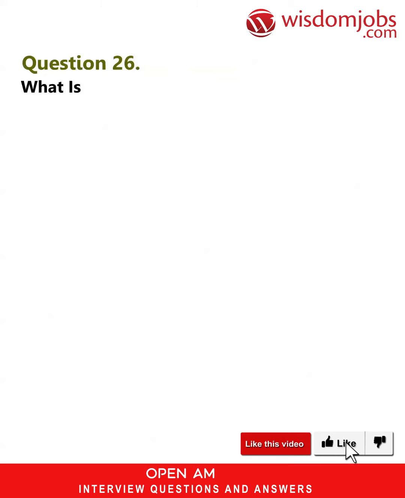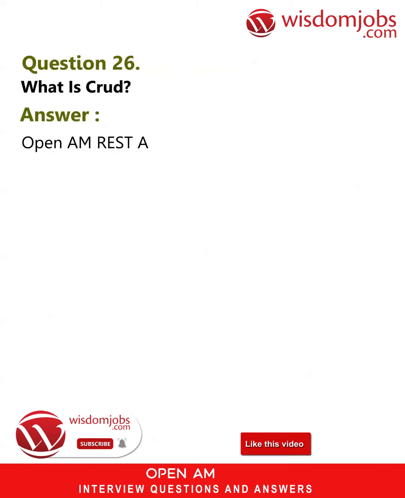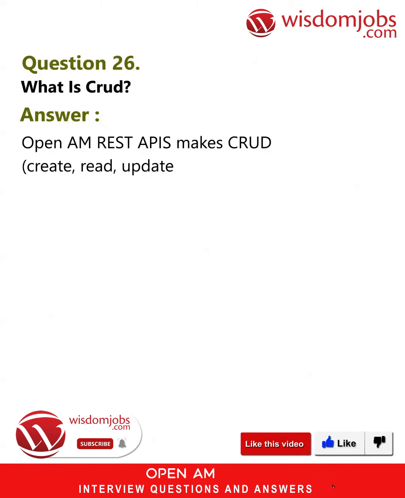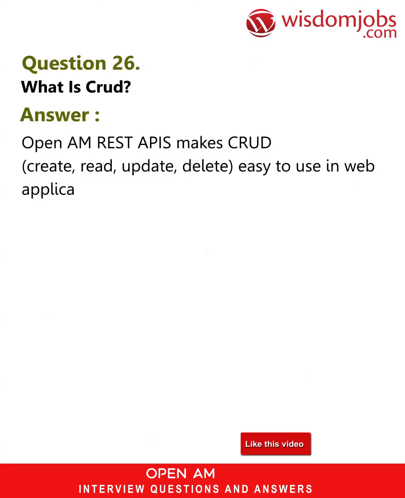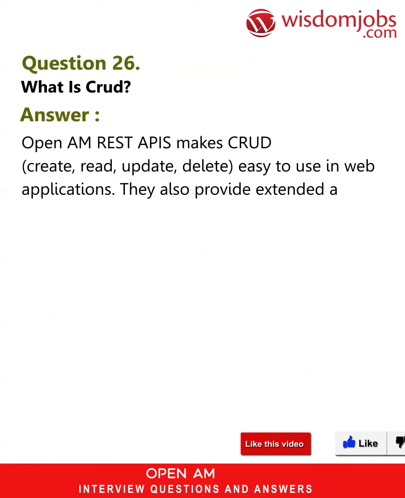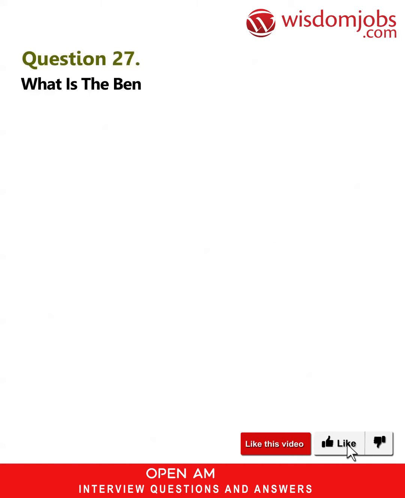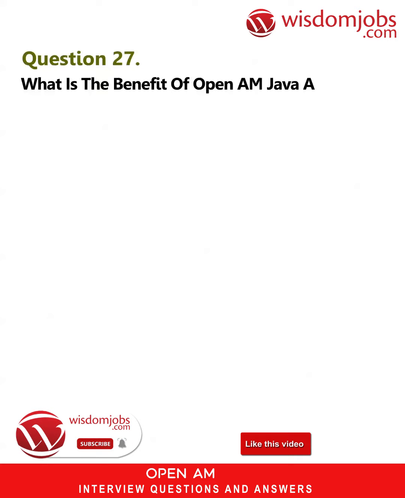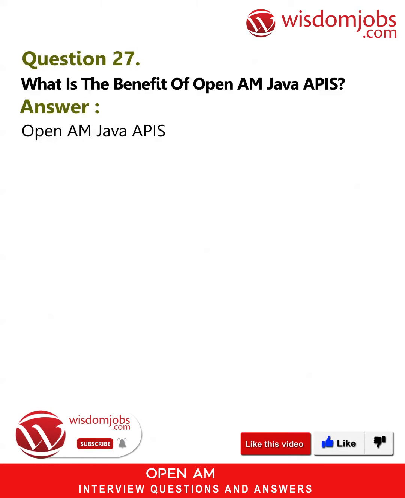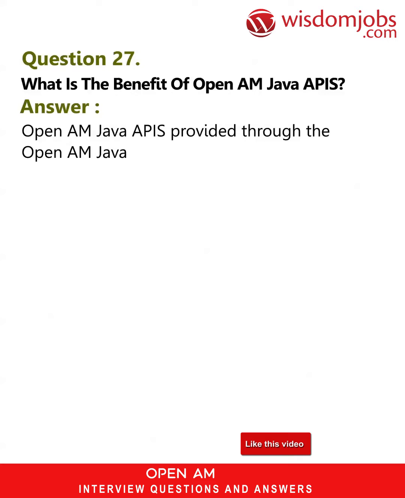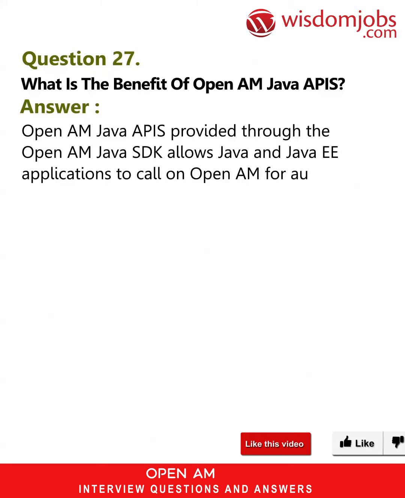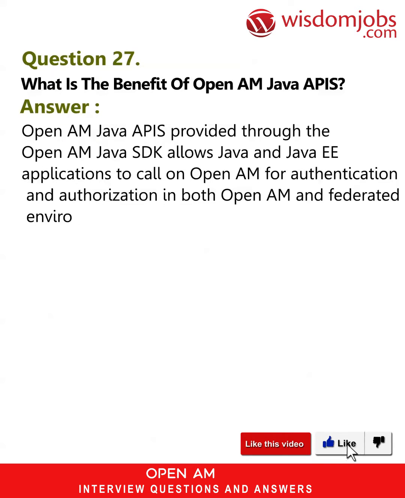Question 26. What is CRUD? Answer: OpenAM REST APIs make CRUD (create, read, update, delete) easy to use in web applications. They also provide extended actions and query capabilities for access management functionality. Question 27. What is the benefit of OpenAM Java APIs? Answer: The OpenAM Java API, provided through the OpenAM Java SDK, allows Java and Java EE applications to call on OpenAM for authentication and authorization in both OpenAM and federated environments.